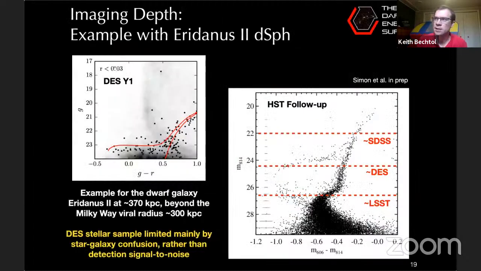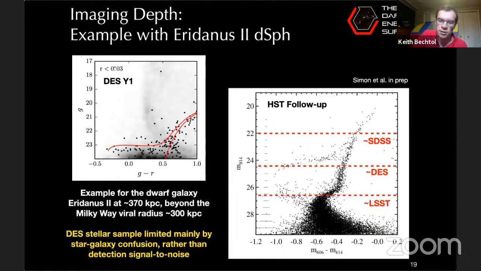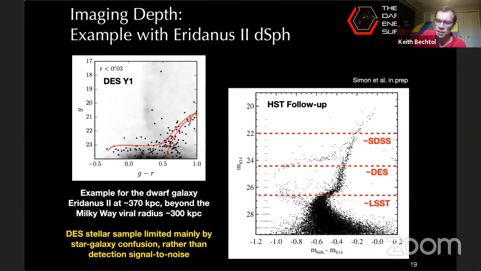So to give a sense of depth and the reach of DES, as early as the first year of DES, we were able to detect dwarf galaxies even beyond the Milky Way virial radius. So this panel on the left is showing Eridanus II, a dwarf galaxy. It's located at about 370 kiloparsecs away. And so with the depth of DES, we could clearly see the red giant branch, and we could see the horizontal branch.